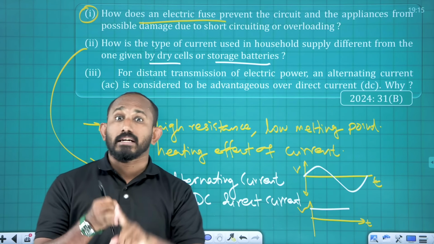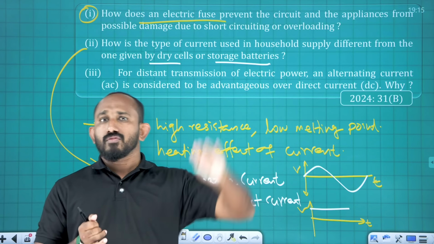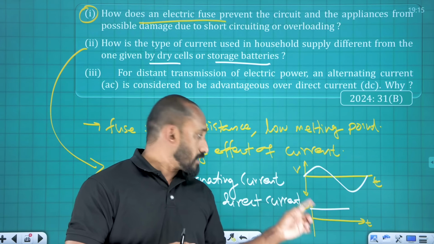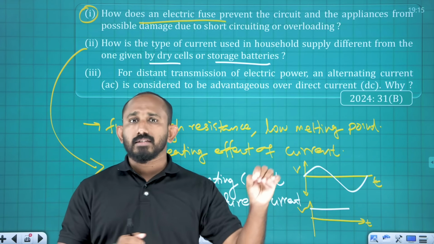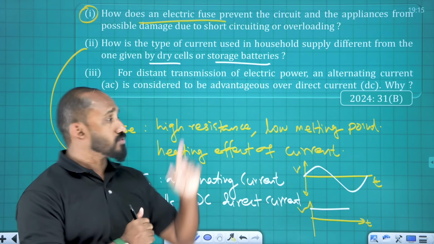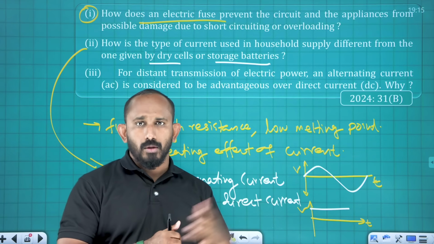Dry cells give you direct current, DC. AC, the name is alternating, changing, it varies the direction in each cycle. DC gives a straight current, with no change in direction. The difference is there, so how it is different is given. Now, one more question is there, you can add more points about it.